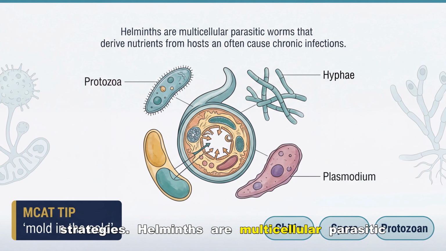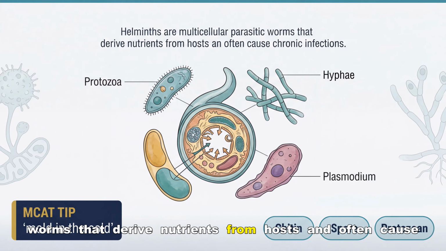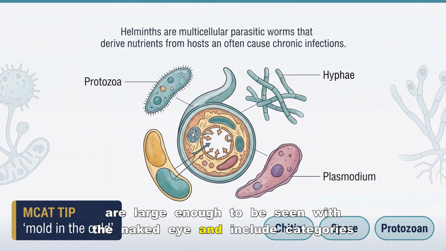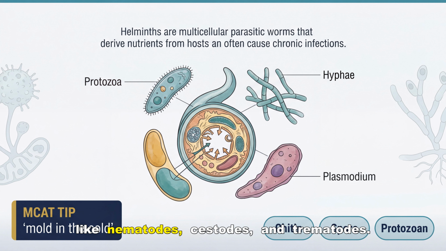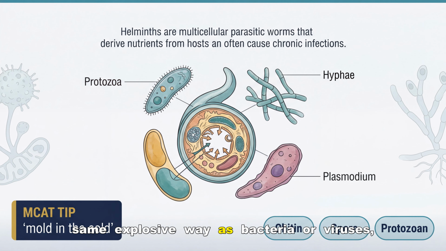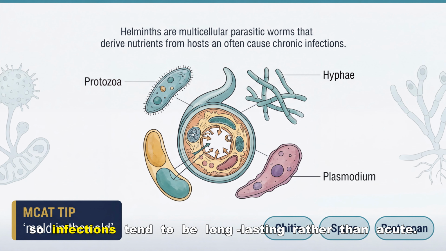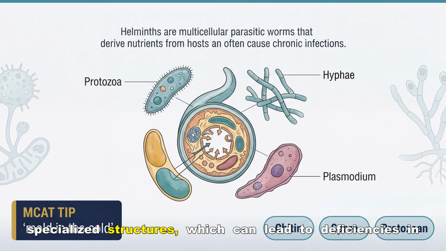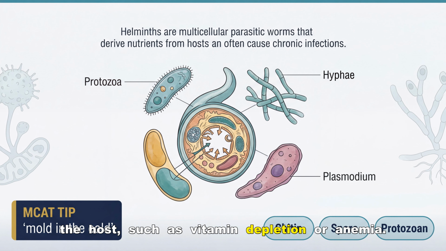Helminths are multicellular parasitic worms that derive nutrients from hosts and often cause chronic infections. Unlike protozoa, helminths are large enough to be seen with the naked eye and include categories like nematodes, cestodes, and trematodes. These organisms typically do not reproduce within the host in the same explosive way as bacteria or viruses, so infections tend to be long-lasting rather than acute. They often absorb nutrients directly through their body surface or specialized structures, which can lead to deficiencies in the host, such as vitamin depletion or anemia.